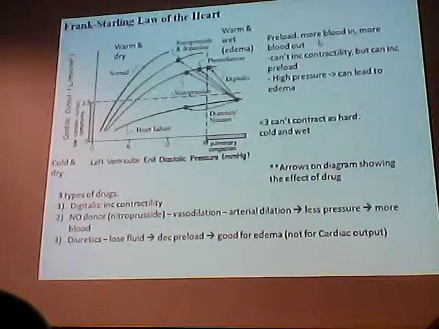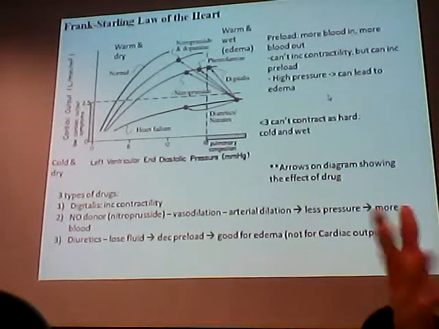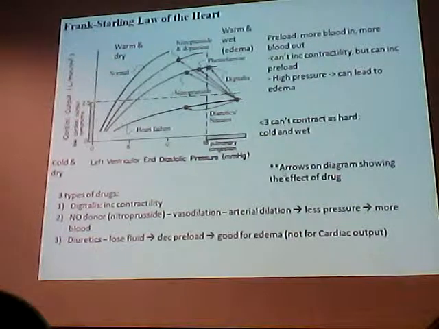So with the idea of preload, more blood in, more blood comes out. But it can be a problem if you have high pressure that prevents you from properly getting the blood out. And so these arrows on the diagram point from where we're starting, and they tell you which direction drug treatment will get you. So digitalis will cause this cold and wet to go warm and wet. So it's better for contractility, so it's better for cardiac output.